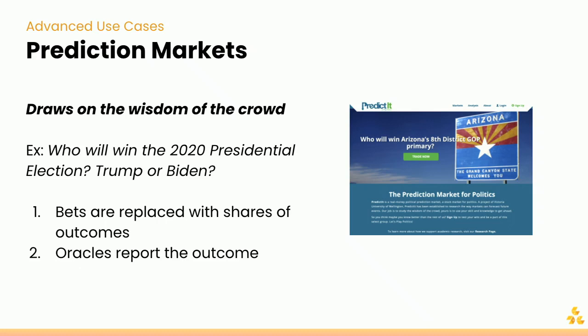So let's say we have a question: who will win the 2020 presidential election? Bets are replaced with shares of outcomes. So people will place bets and provide their opinions. And the oracles, which are ways that data is inserted into smart contracts and then executed, will take in all this information and data, and then apply it and introduce it into the system, into Ethereum.